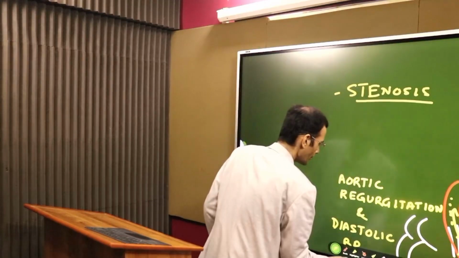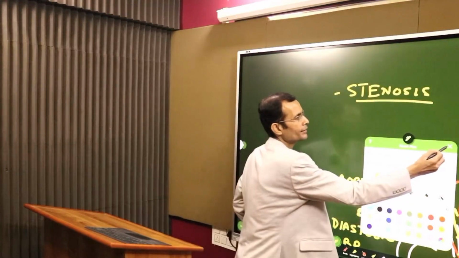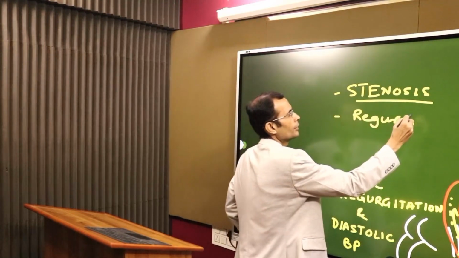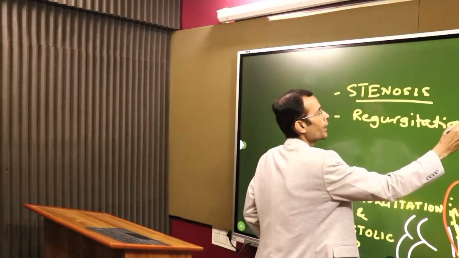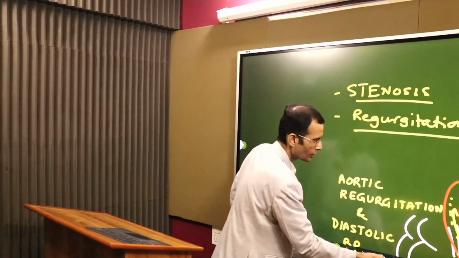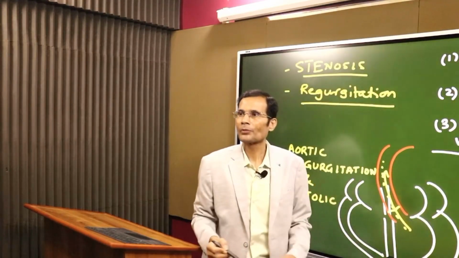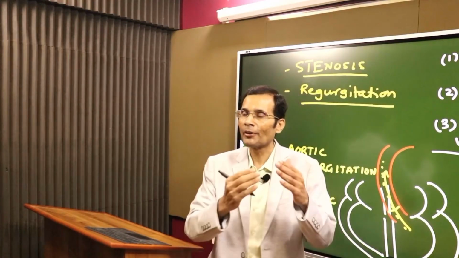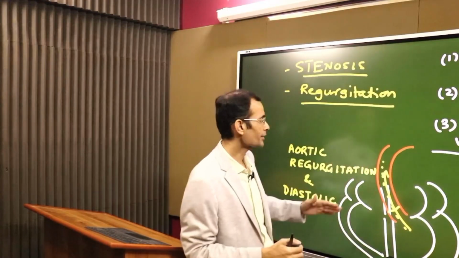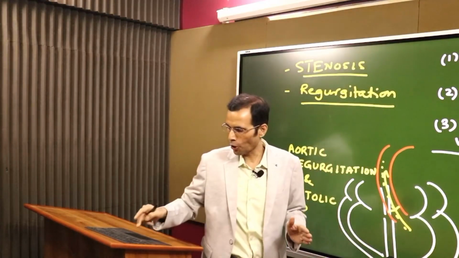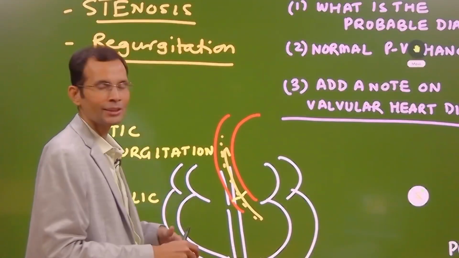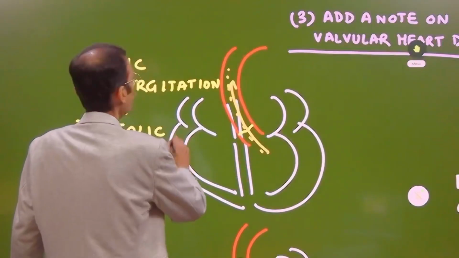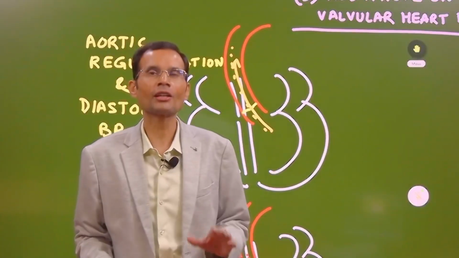The other type of valvular heart disease is regurgitation. Regurgitant valves. It means the valve is dysfunctional and it is unable to perform its function of preventing the backflow of blood. That's regurgitation or regurgitant valves, previously called incompetent valves. So let's see here why this could be aortic regurgitation.